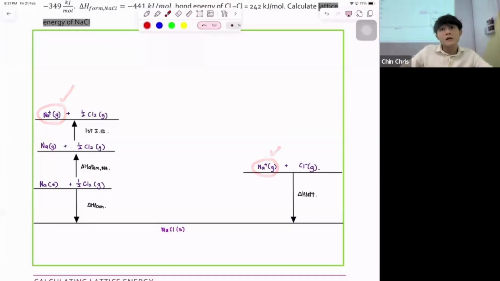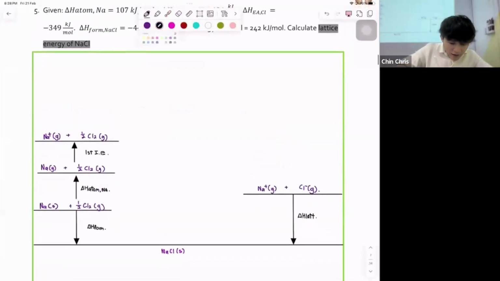Good. Right now, I just have to turn my half Cl2 into Cl minus. Okay, nice. Guys, I can turn my half Cl2 into a Cl atom first. This is still Na plus gas, Cl gas. Okay, so what is this? First IE, and this is your delta H atomization of Cl, right?